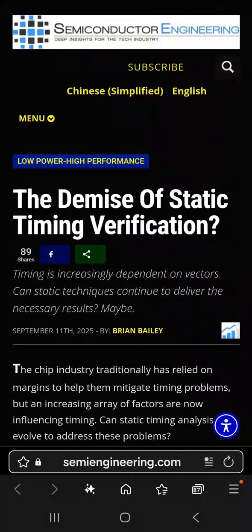Today I read this article, the demise of static timing verification.